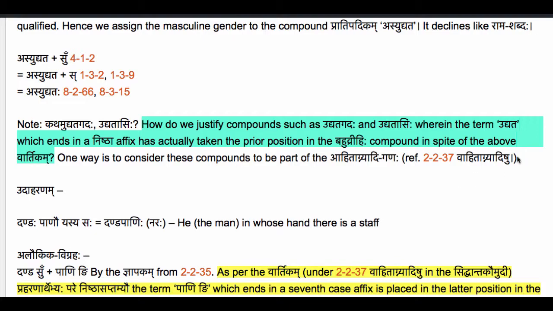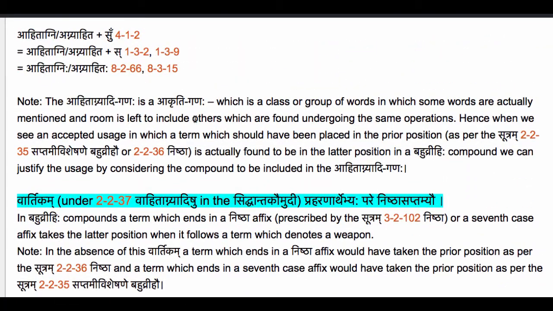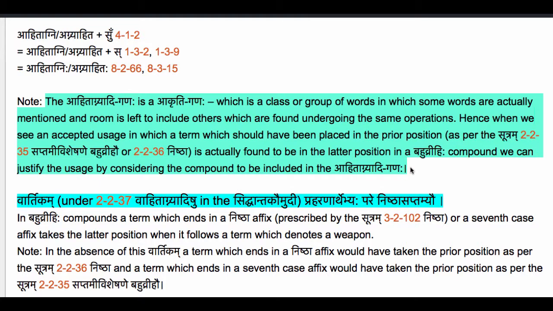So how is that? One way is to consider these compounds to be part of the Ahitanyadi Ganaha. Recall that when we studied that sutram 2-2-37 Vahitanyadishu, we noted that the Ahitanyadi Ganaha is an Akriti Ganaha, which is a class or group of words in which some words are actually mentioned and room is left to include others which are found undergoing the same operations. Hence, when we see an accepted usage in which a term which should have been placed in the prior position, either by the sutram 2-2-35 saptami visheshane bahuvrihau or 2-2-36 nishtha, is actually found to be in the latter position in a bahuvrihi compound, we can justify the usage by considering the compound to be included in the ahitanyadi ganaha.